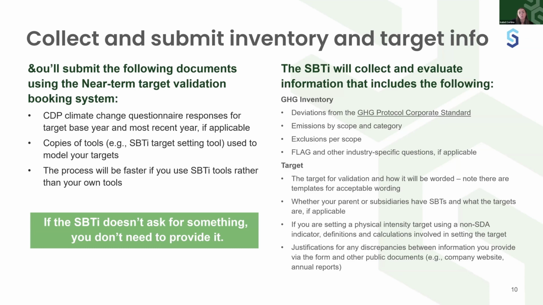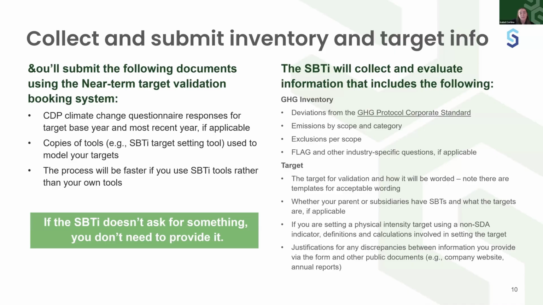On the right-hand side, you can see some things that SBTI will be looking for and evaluating for your target, which really focuses on both your inventory and the targets that you've developed. And we want to make sure that your greenhouse gas inventory is aligned with the numbers that you put in your target, as well as any other public documents. If that's not the case, you need to be prepared to add comments to explain why that's so.